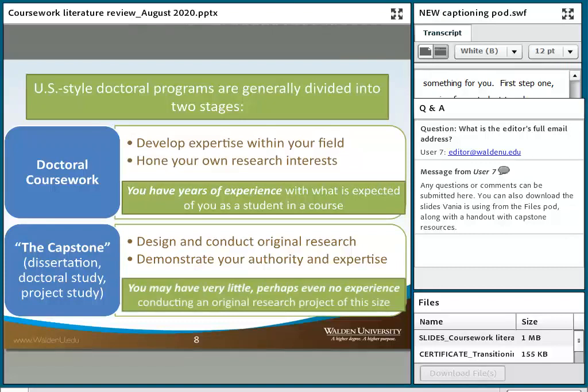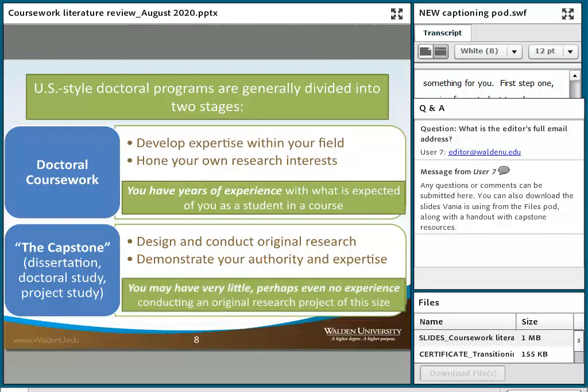So if I refer to the capstone, I'm talking about your dissertation, but not everybody listening to this is writing a dissertation. Some are writing a doctoral study, which might be separated by sections versus chapters, or a project study. Depending on your program, you'll be doing one of those things. But whatever it is, it is a large original piece of research that is the capstone to your entire doctoral program. Sometimes I call it the capstone, sometimes the dissertation; whatever I call it, I'm referring to that final document. With that final document, keep in mind you may have very little, perhaps even no experience conducting an original research project of this size.